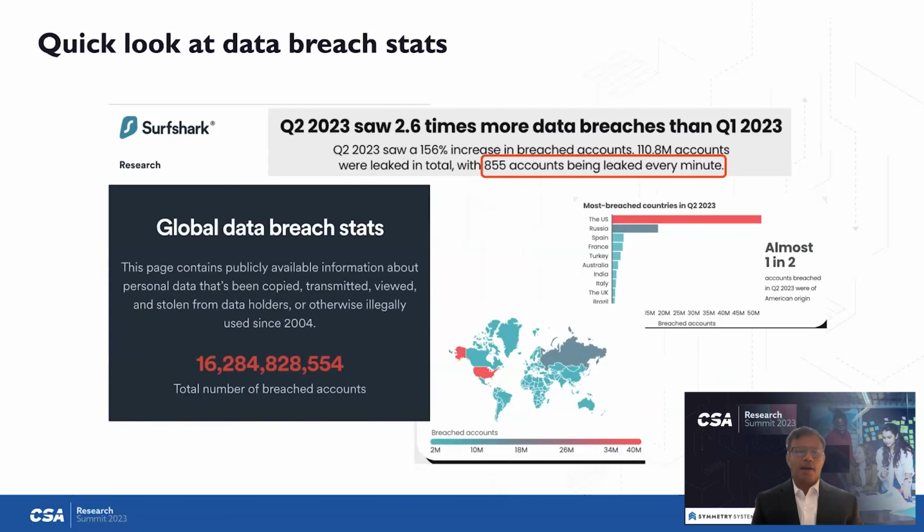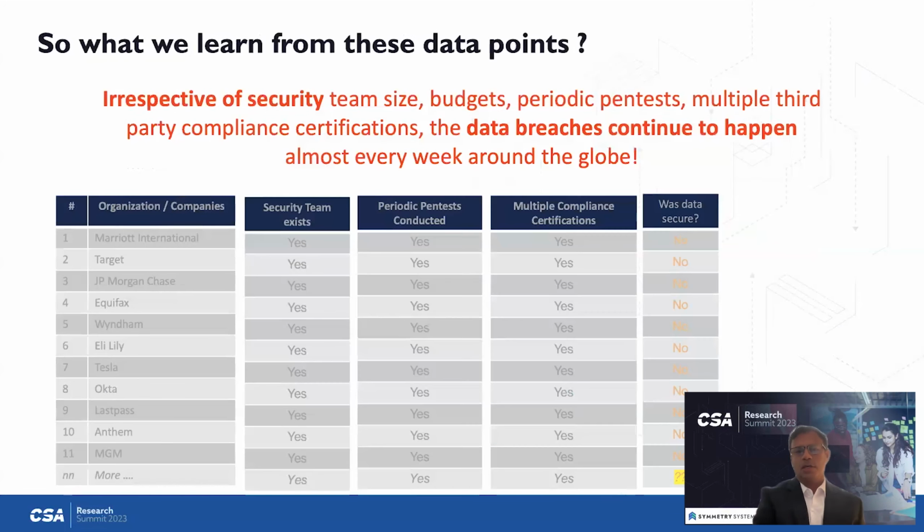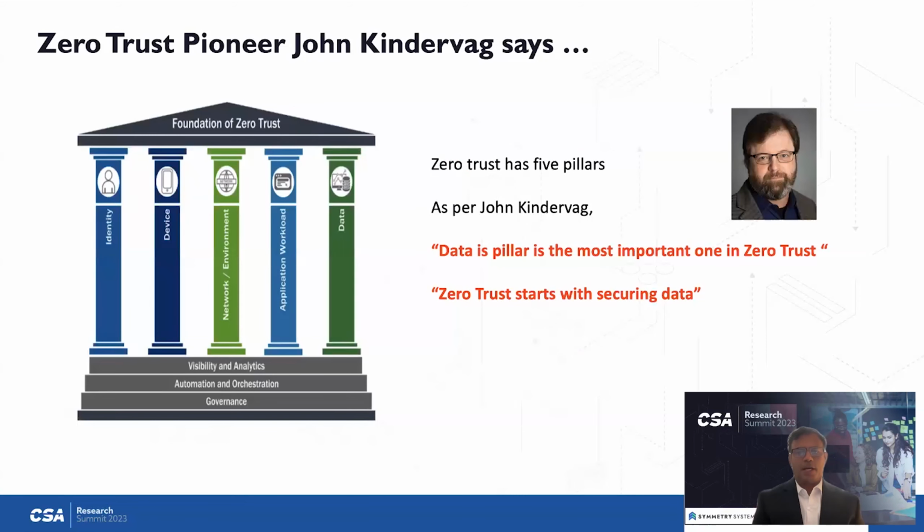Surfshark has been collecting data breach metrics since 2004. And the number you see, 16 billion, is the total number of breached or exposed accounts since 2004. It's not only PII. It's not even PCI or PHI. So what this means to us is that data has inherent risk of data breach, or every company has inherent risk of data breach or data leak. So let's see how we protect them.